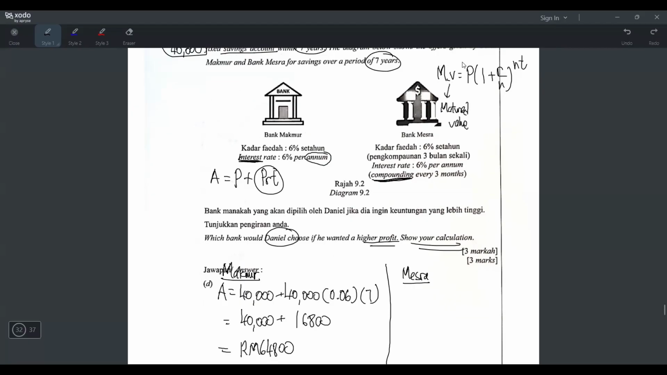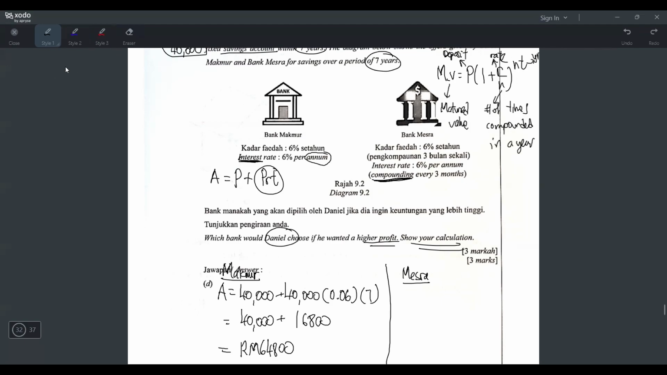And then what is P? P is the principal, or you can say the starting money, the starting amount, or you can say the deposit, it's the same thing. And then R is the rate. N is the number of times compounded in 1 year, right? And T is how many years, right?